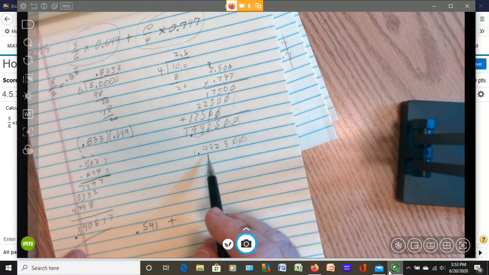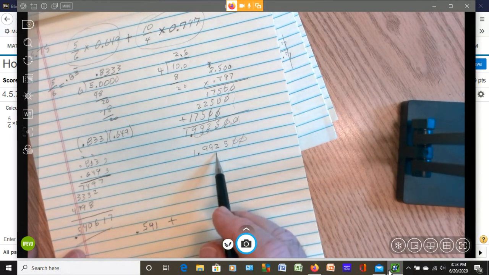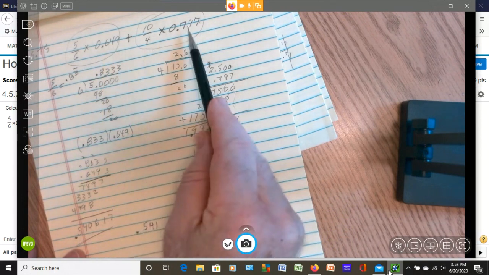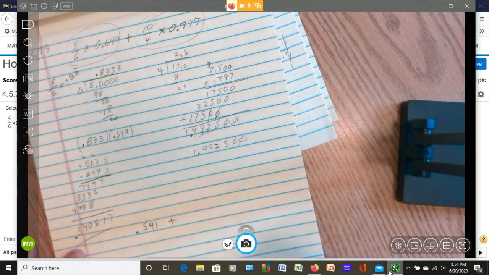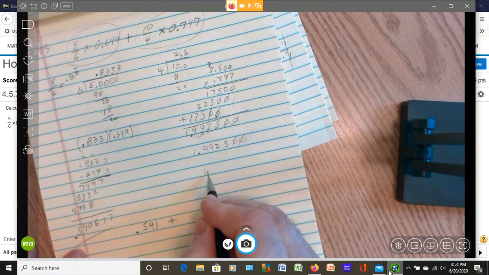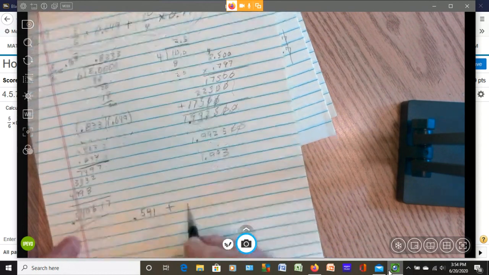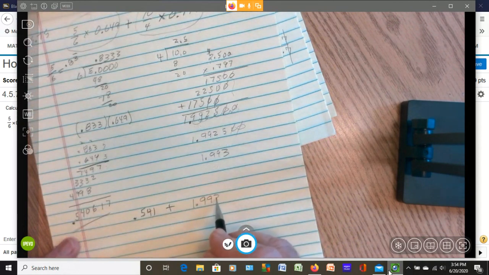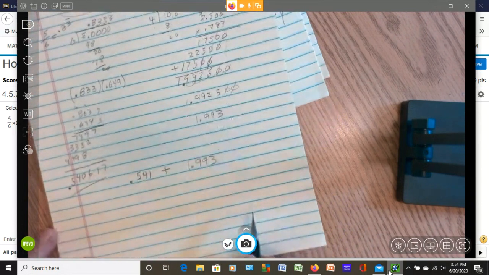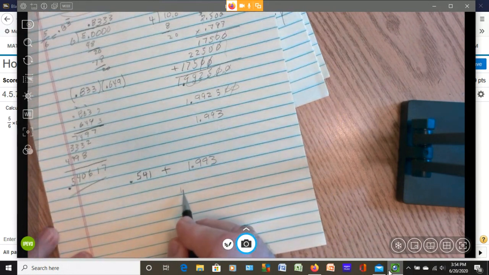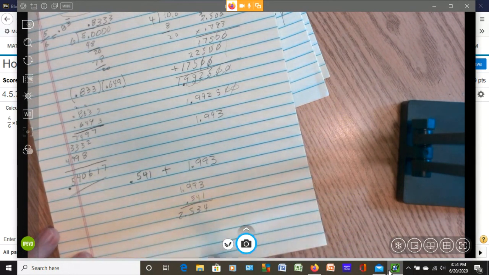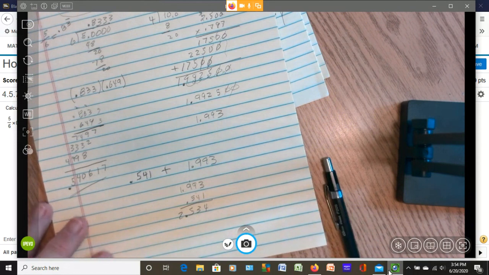If I want to stick with my 3 decimal places, why did I pick 3? Well, this one had 3, and this one had 3, so I'm sticking with 3. But please notice, I'm going to have to now round this to 1.993. And so this is the result I'm going to get when I add it together down here. 0.541 plus 1.993. And I'm nervous about this because I've had to do this rounding. That gives 2.534. 2.534.